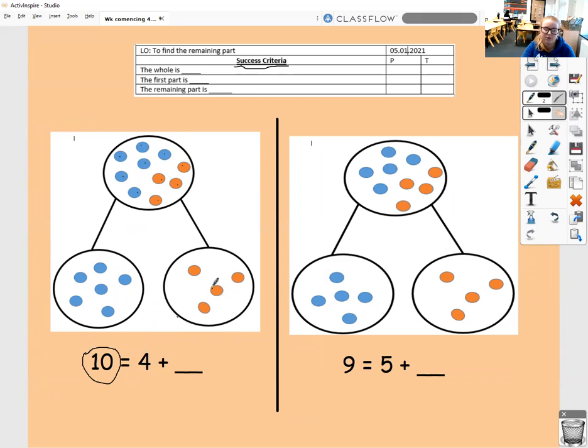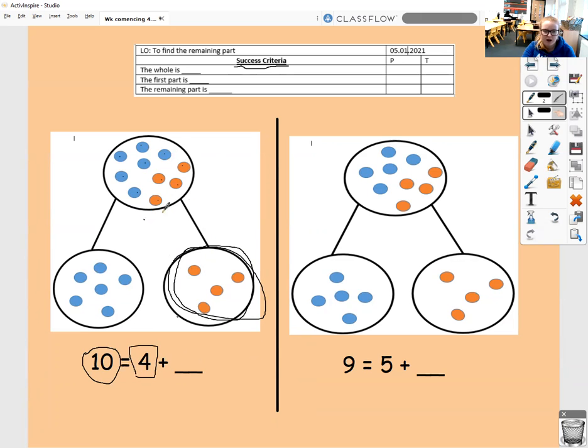10 equals 4. 4 is our first part. So which one of these parts has 4 counted? Is it this one? 1, 2, 3, 4, 5, 6. It is not this one. Is it this one? 1, 2, 3, 4. It is this one. So this is our first part. So the whole is 10. Our first part is 4.